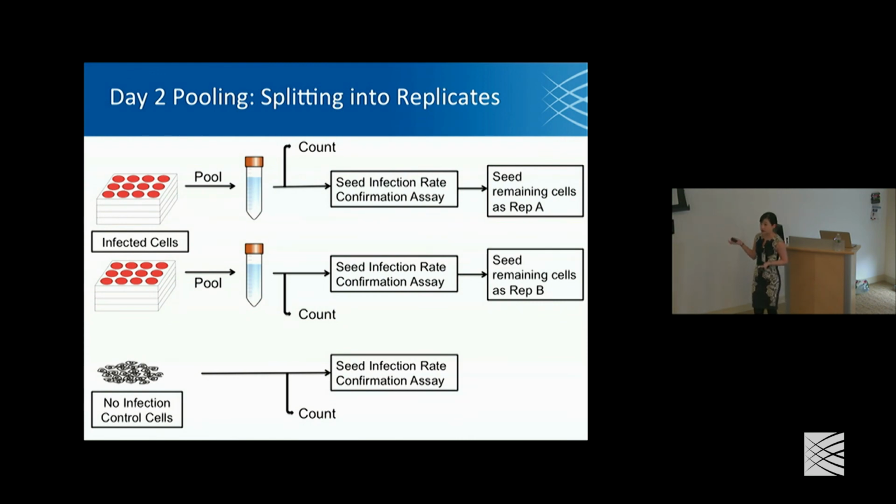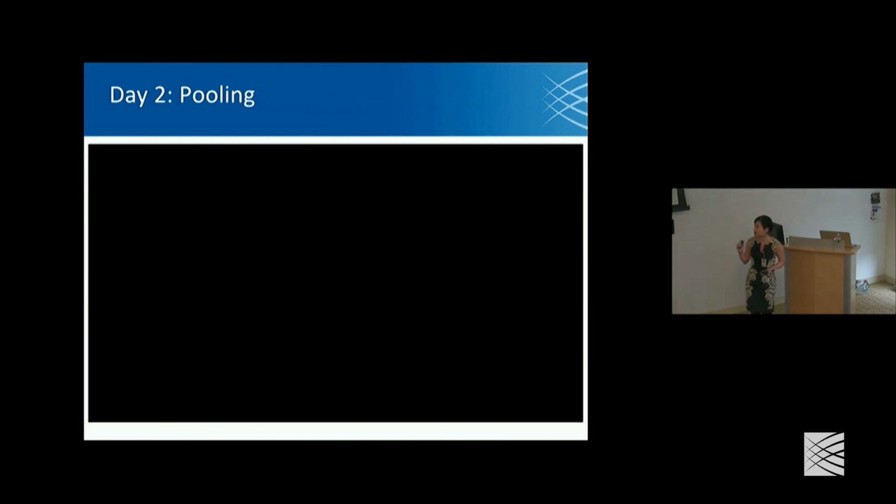So in this example here, let's say we have 8 plates total. What we're going to want to do is put them into different replicates. So for this example, we're going to say we have 2 replicates, rep A and rep B. So we're going to take 4 of our 8 plates, pool them together, count them, seed for the infection rate confirmation assay, and then seed the remaining cells as replicate A. We're then going to take the other 4, pool and count them, seed our infection rate confirmation assay, and seed the remaining as replicate B. We're going to take our 1 mL of no infection control cells, count them, and seed our infection rate confirmation assay. I have another short video to show how we proceed with pooling.